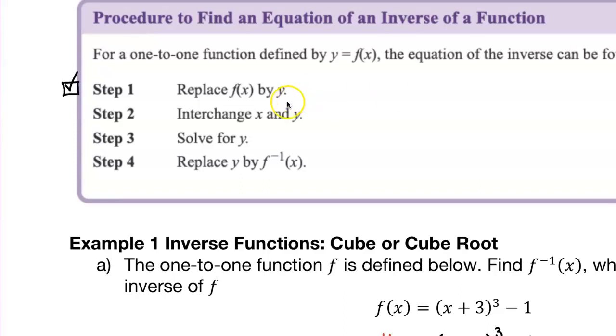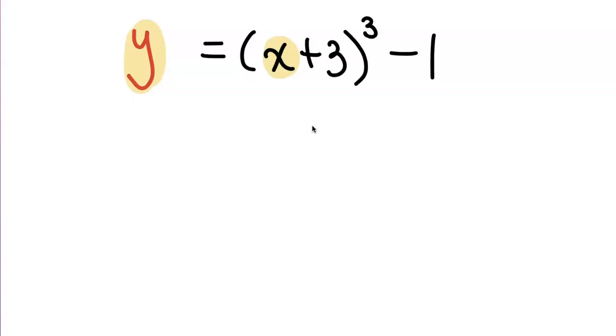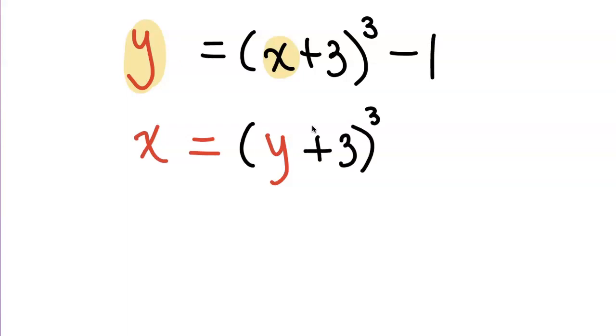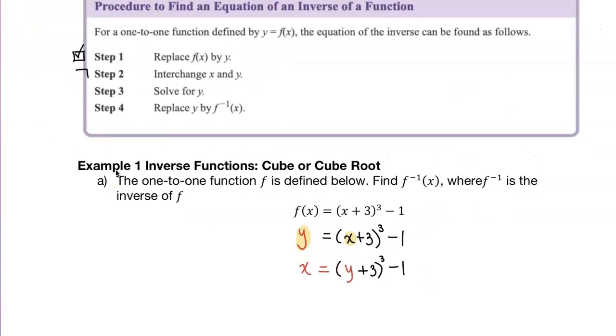Step 2, we are going to interchange x and y. So switch x and y. Look over here, we have an x and we have a y, right? We're going to switch these two and have x equals (y plus 3) cubed minus 1. So that's what they mean by interchange x and y. We switch x and y. We're done with step number 2.